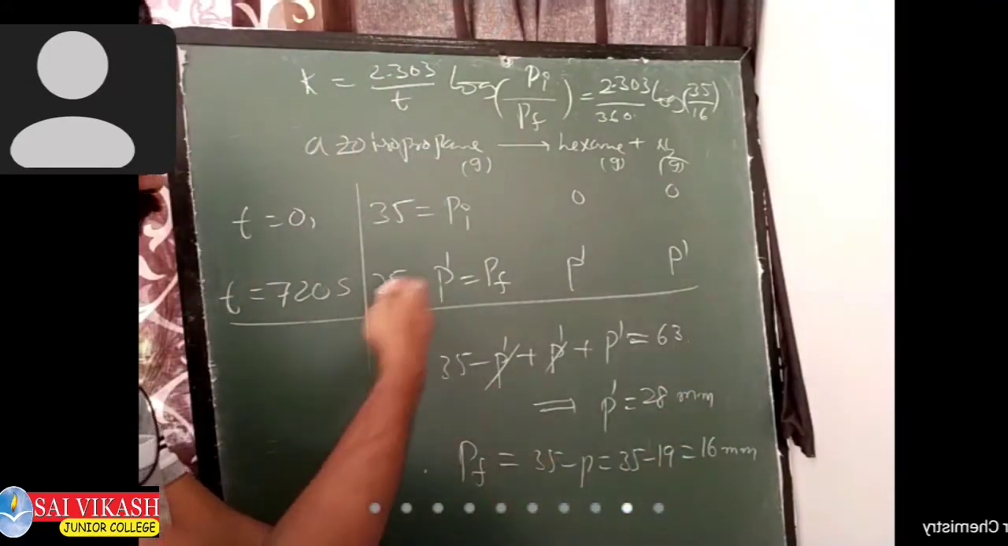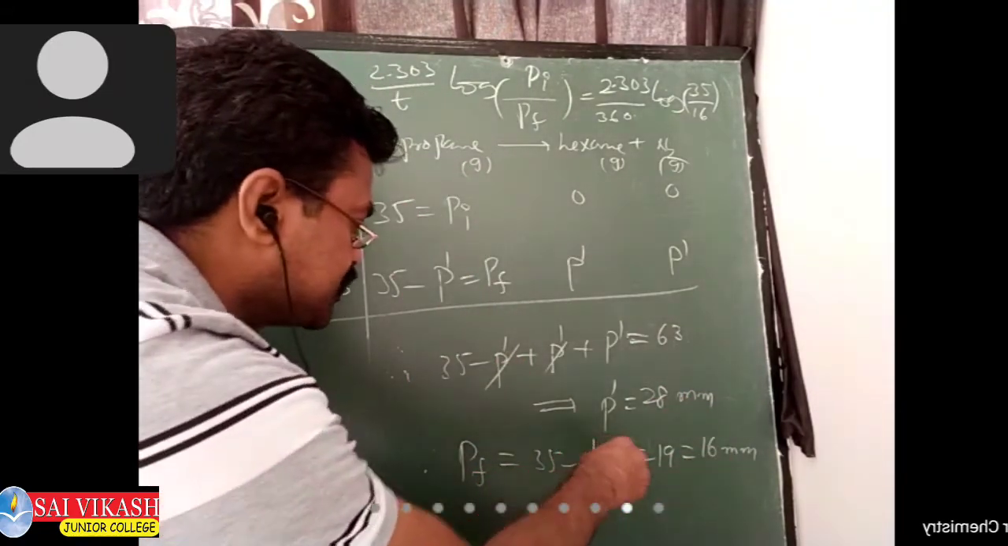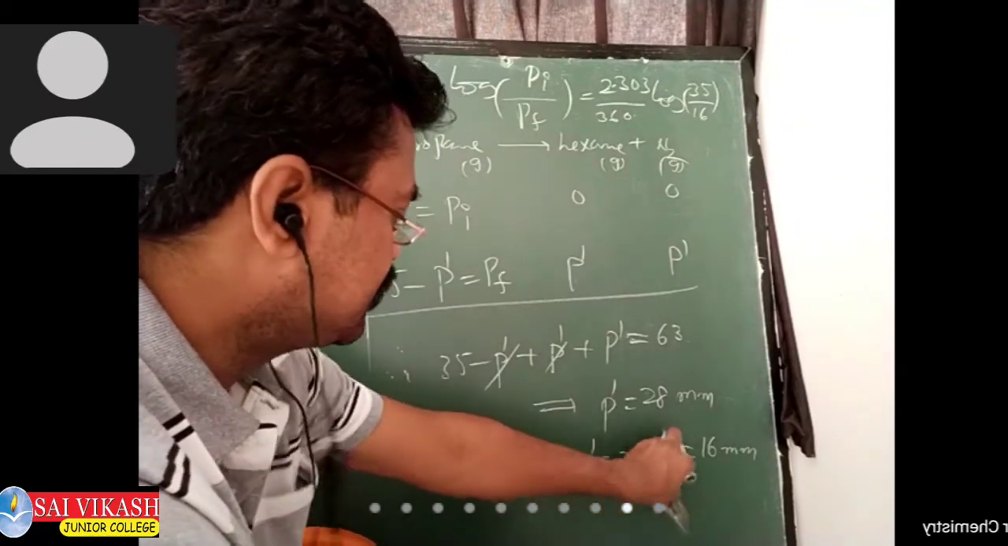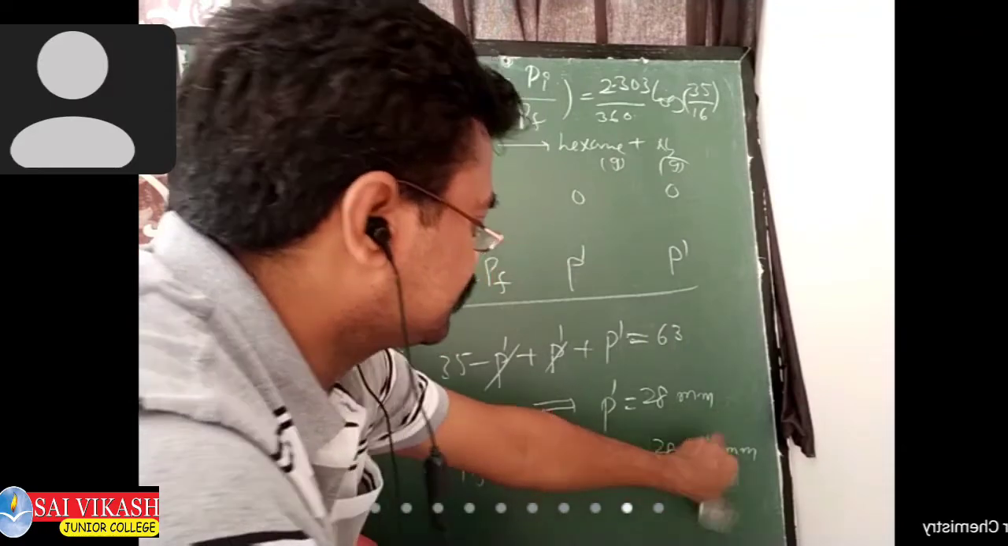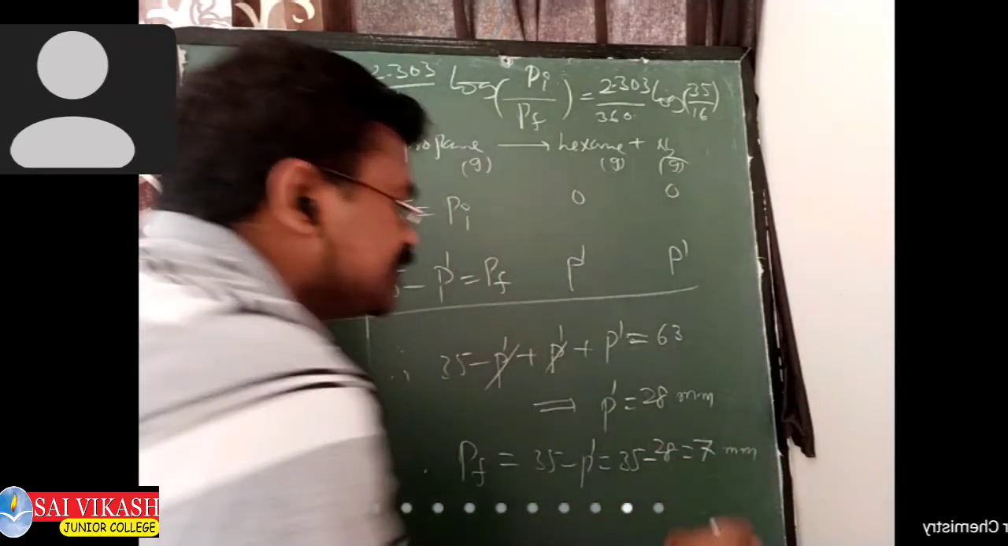Now find P final. So 35 minus P dash, that is 35 minus 28. How much is it? 7. Now we got P final is 7.